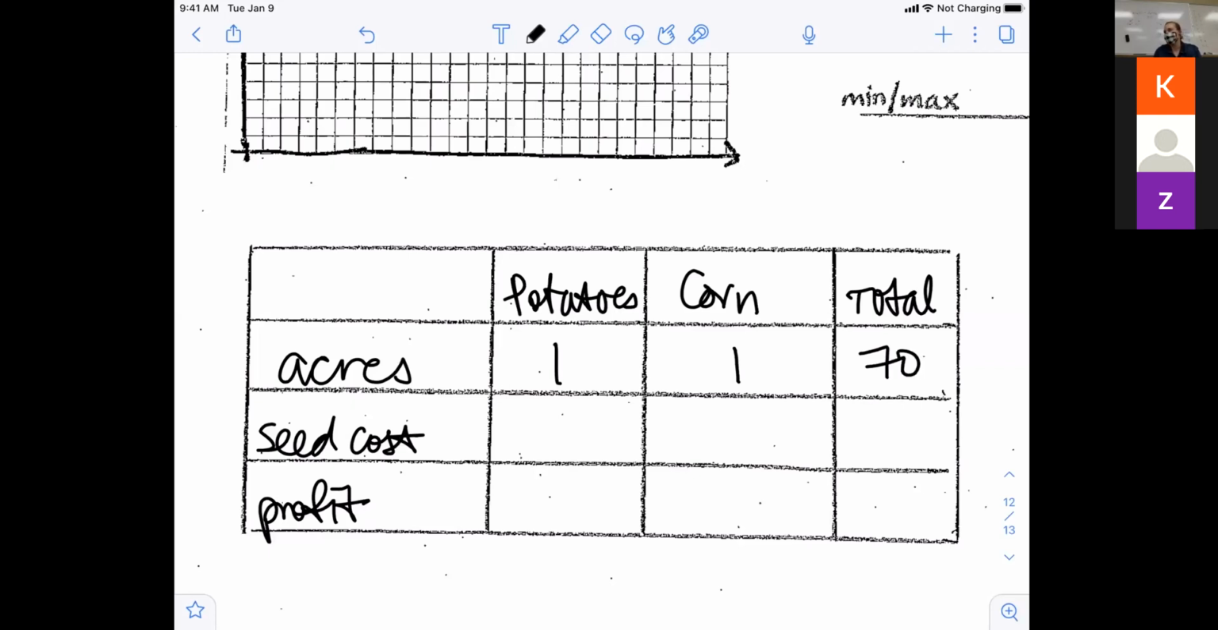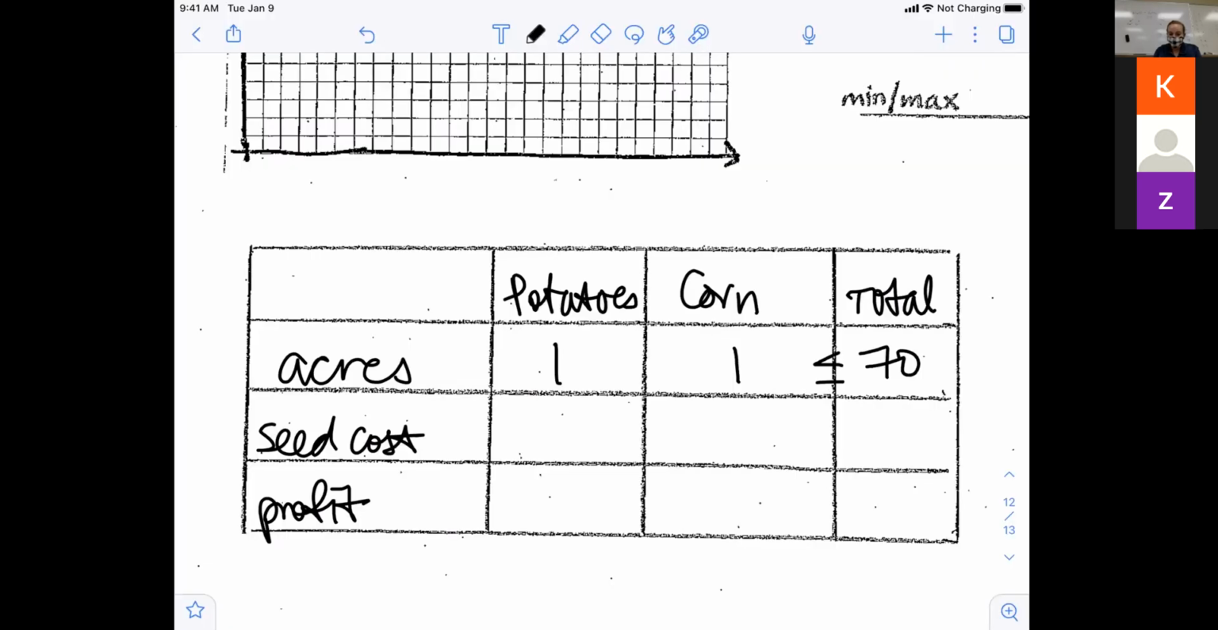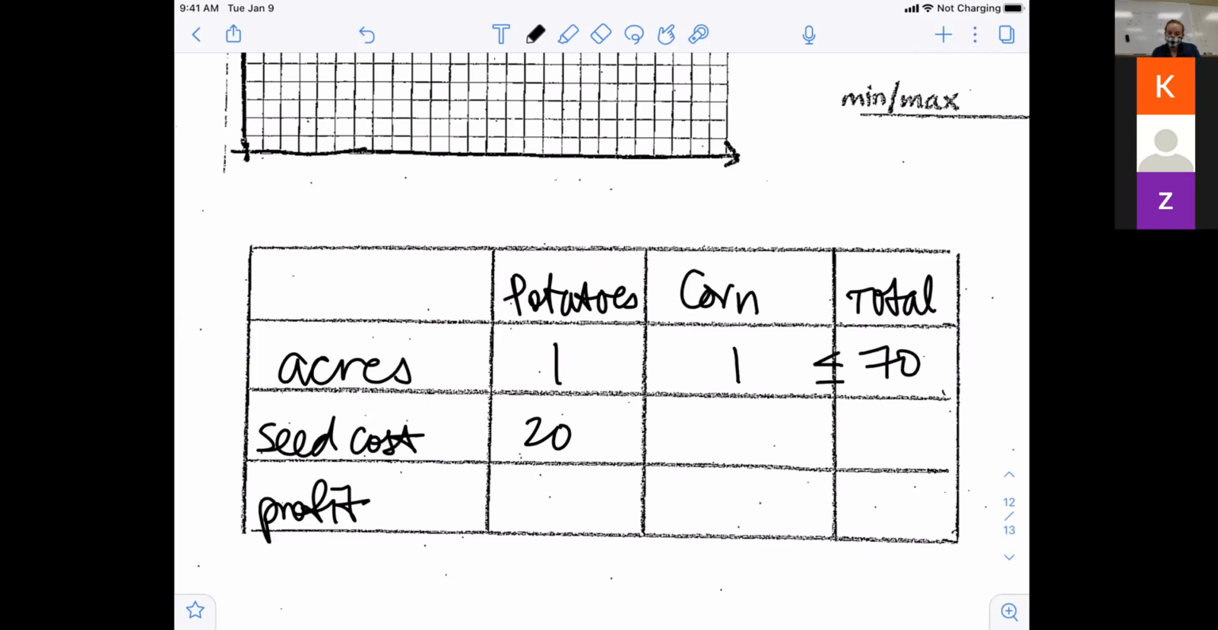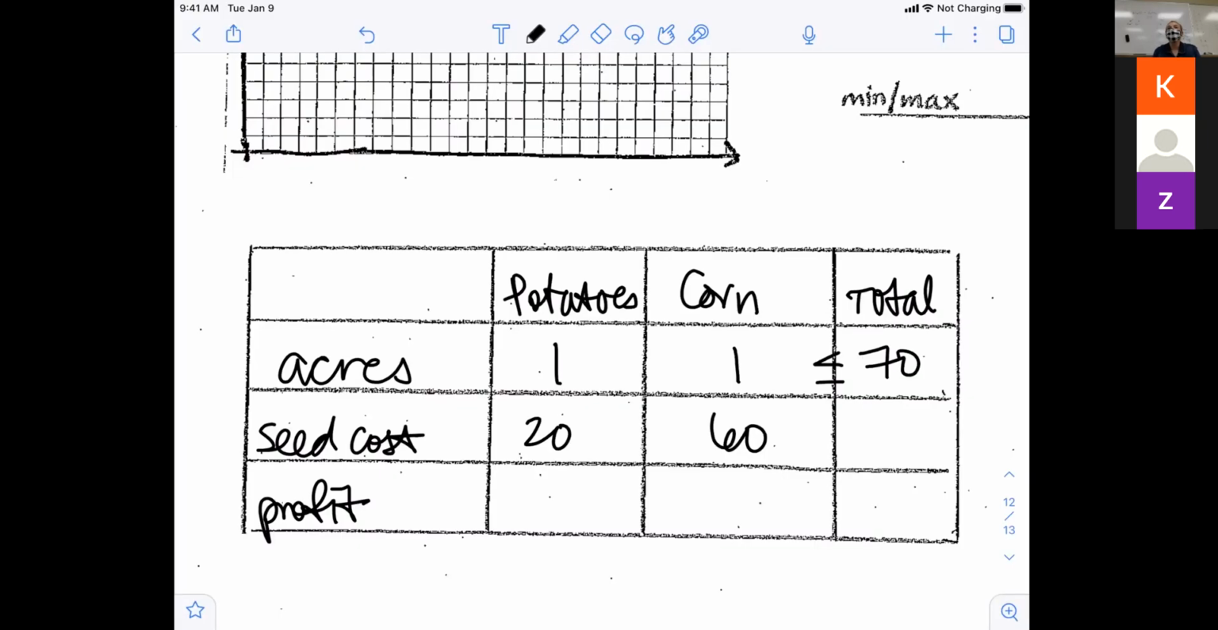Again, I'm not great with my signs, so sometimes I write them in this chart if I can to keep my brain organized. Next is seed cost. If I read my problem, it says the seed for potato is $20 an acre, so 20 in my seed cost for potatoes and 60 for corn. And it says he set aside $3,000 to spend on seeds. So he can only spend $3,000 on seeds, which again, that's a budget, that's the limit. He cannot go more than that, so it has to be less than or equal to.